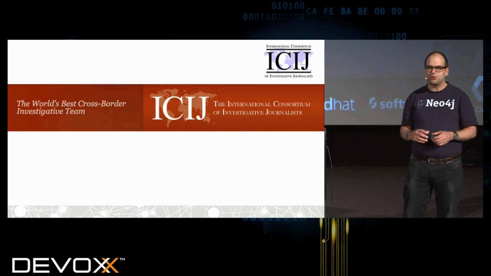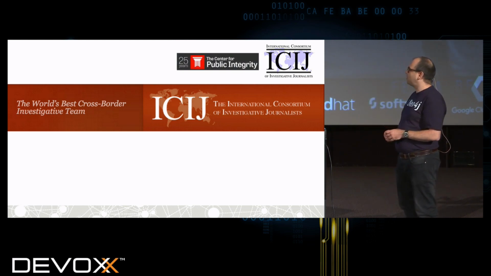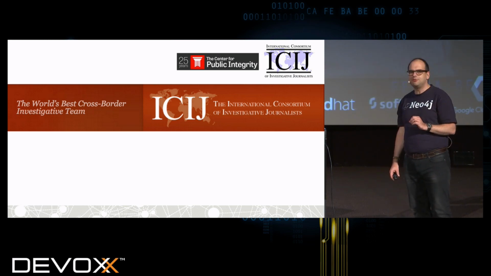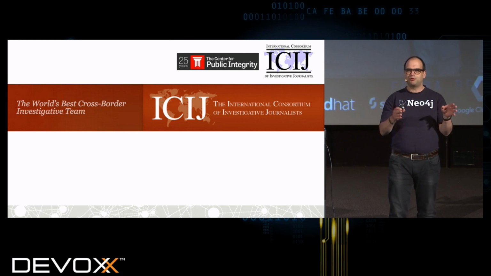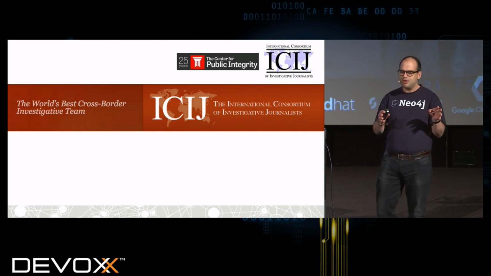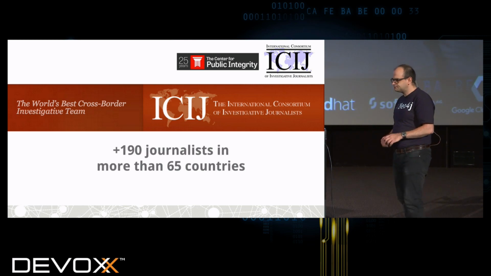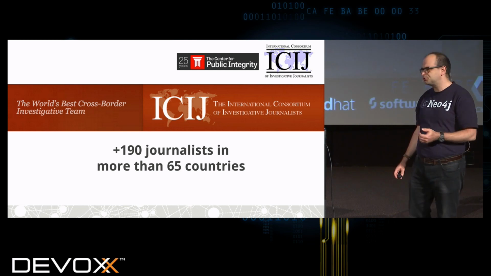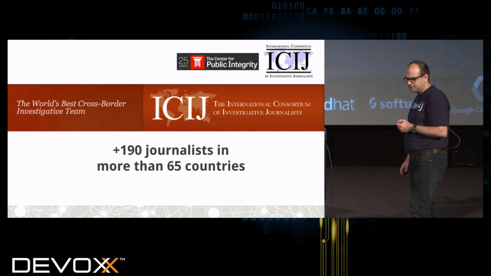The ICIJ is a consortium of investigative journalists worldwide. It is part, or to be precise, it was part of the Center for Public Integrity, which is a non-profit organization. And ICIJ was a project underneath them. But just a few weeks ago, there was the decision to make the ICIJ a separate entity. So it's also a non-profit organization. From the size, it's basically close to 200 journalists who are using that consortium. They work together there on stories. They're distributed over more than 65 countries.